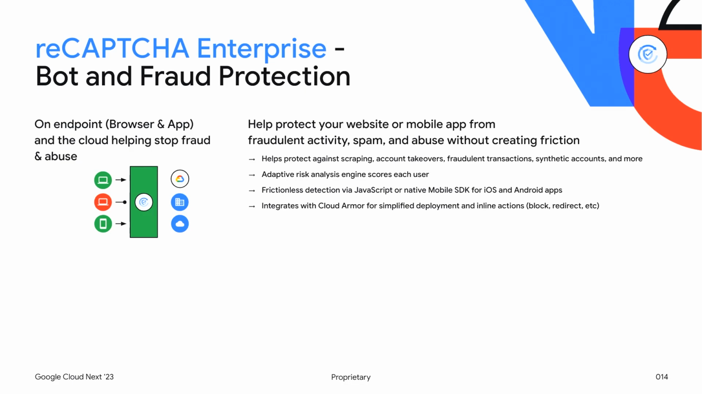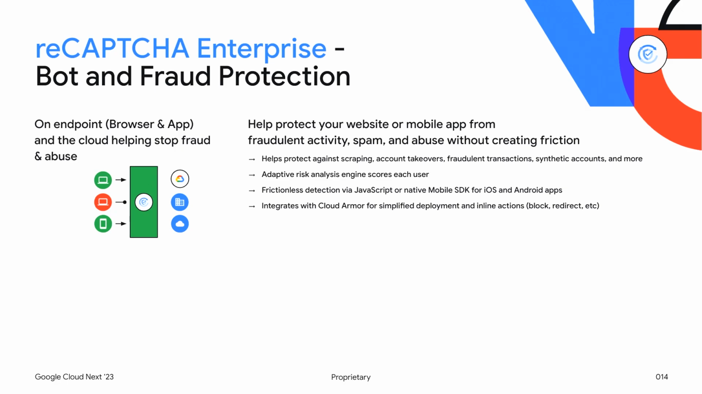If you know it's fraud or you know it's automation in use, you can just outright block them or redirect them to alternate content. And despite the name, it's frictionless, so nobody has to solve puzzles. It actually has code that runs either in a mobile app or in the browser to collect a bunch of signals and telemetry and figure out if it's fraudulent activity or a real human. And reCAPTCHA Enterprise is integrated with Cloud Armor, so it makes it simple to deploy and take actions, things like blocking or redirecting to alternate content.